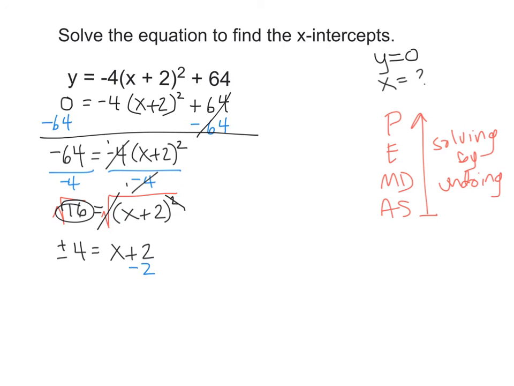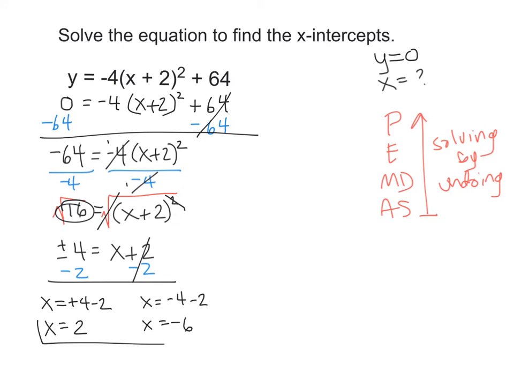So now subtract 2 from that side, subtract 2 from this side. The positive 2 and the negative 2 will cancel off on the right. And now right here is where we have, again, two different things that can happen. So I will typically put the x first and say x equals positive 4 minus 2, and the other option is x equals negative 4 minus 2. The positive or negative 4, there's the positive 4, there's the negative 4. So x equals positive 4 minus 2, which is 2, and x equals negative 4 minus 2, which is negative 6. Here are our two solutions.